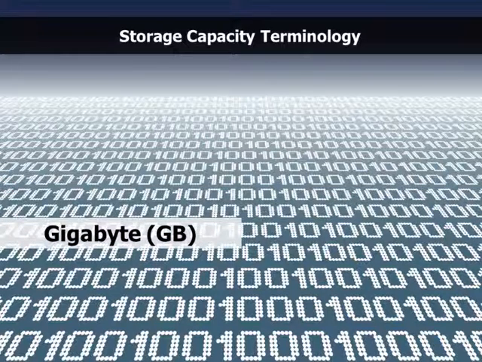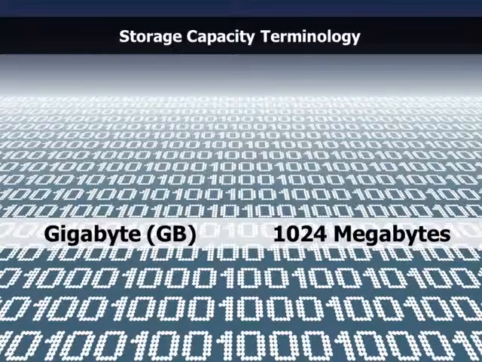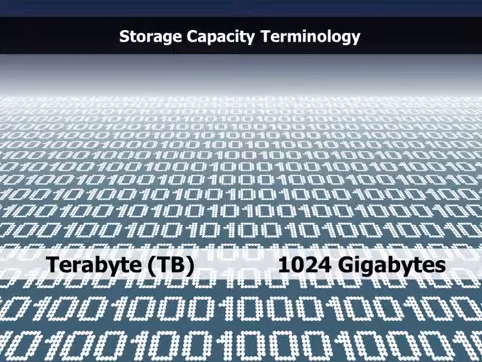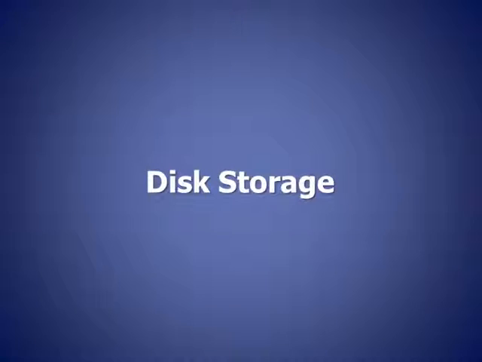Then you have a gigabyte, capital G, capital B, which is 1,024 megabytes. Then you have a terabyte, capital T, capital B, 1,024 gigabytes, and you get into petabytes and so forth and so on. But these give you just a good representation of the different terminology that you're going to see with regard to storage capacity. Now, the most common type of long-term storage you're going to deal with is some form of disk storage. So I want to talk about that right now.